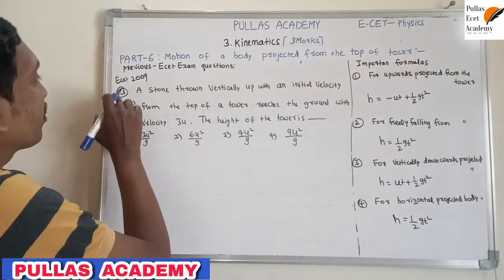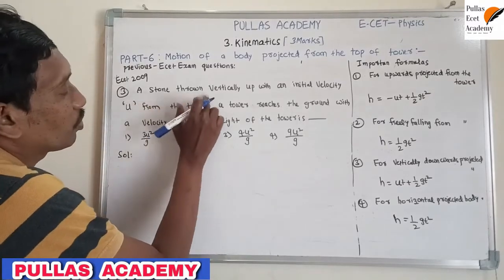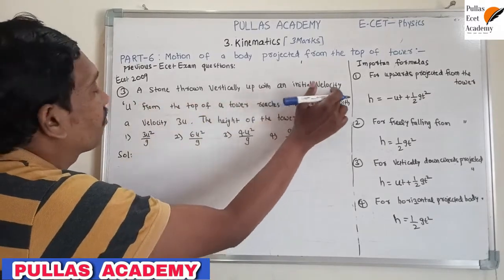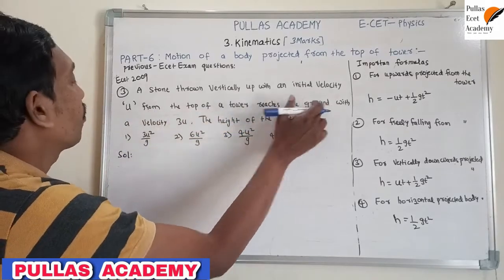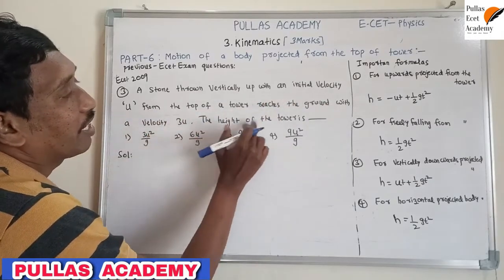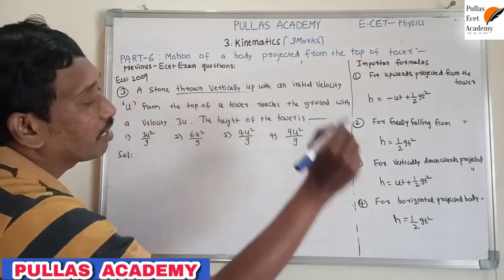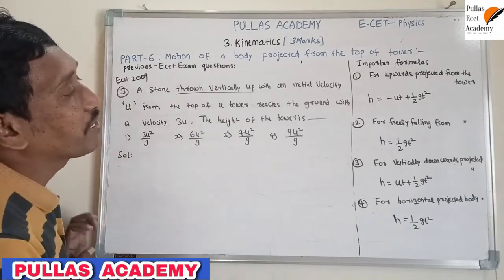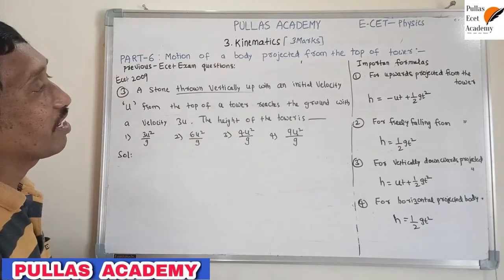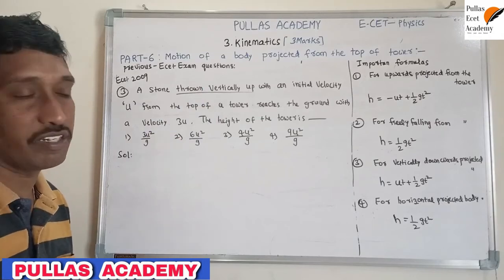The next question is repeated in the ECET 2009 paper. A stone thrown vertically up with initial velocity u from the top of the tower reaches the ground with a velocity 3u. The height of the tower is asked. Here also it is thrown vertically up, but time is not given. Height is asked, and initial and final velocities are given. That's why we have to derive one expression here.